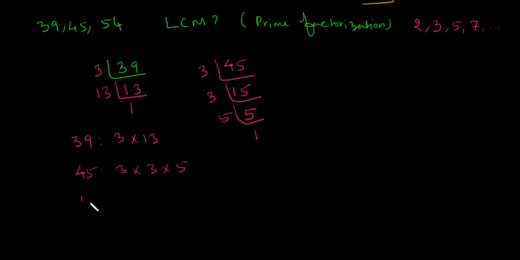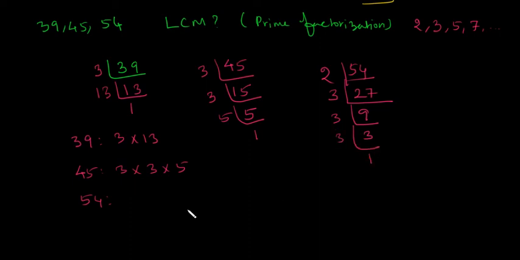What about 54? How can we write 54 as a prime factorization? Can we start with 2? Yes. You have 27 2s in 54. Can we divide again with 2? No. We can divide by 3, you will get 9. Again by 3 you will get 3. Again by 3 you will get 1. So 54 can be written as 2 into 3 into 3 into 3.